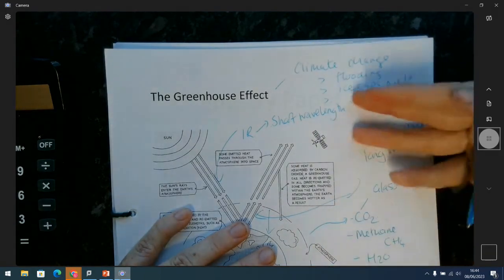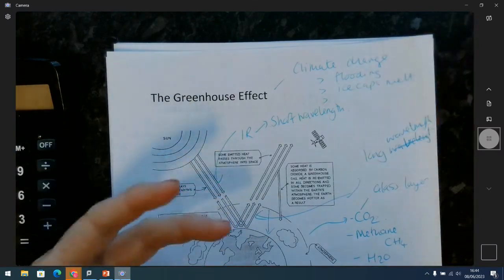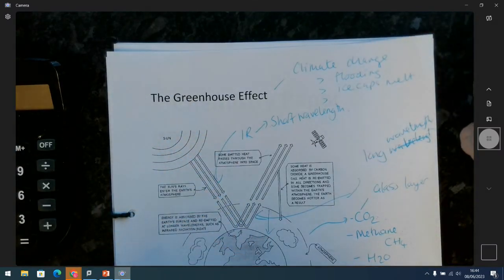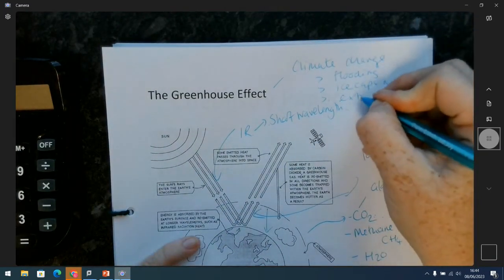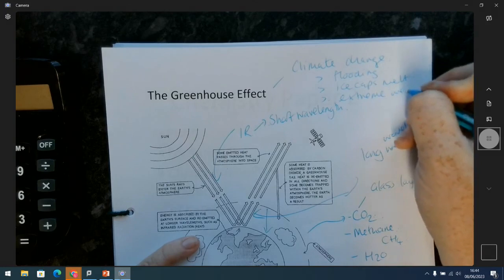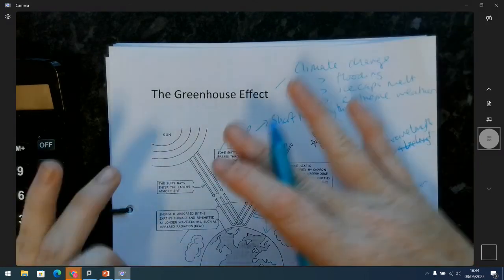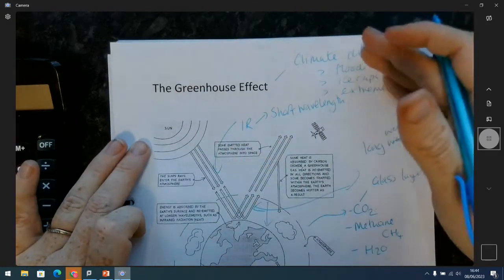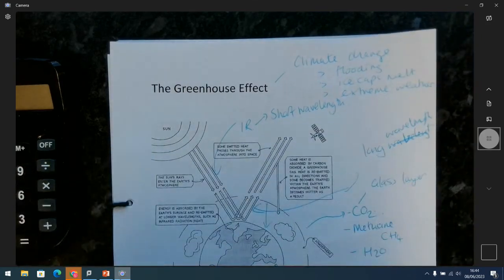That's then having an impact on the number of animals. It's leading to potential endangerment of animals. Extreme weather. You've got lots of different things that have happened as a result of climate change. But it's the greenhouse effect that causes the warming effect, and the impact of this is these types of things.